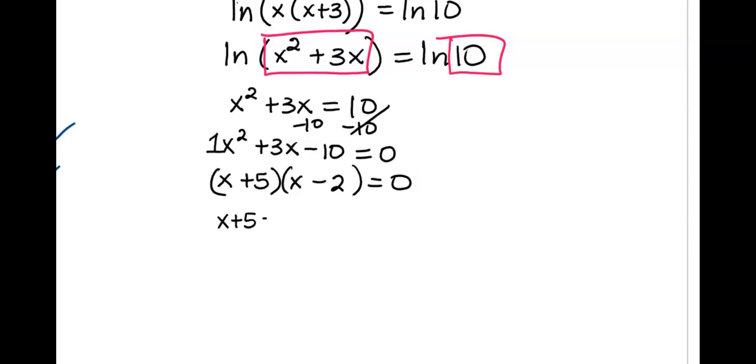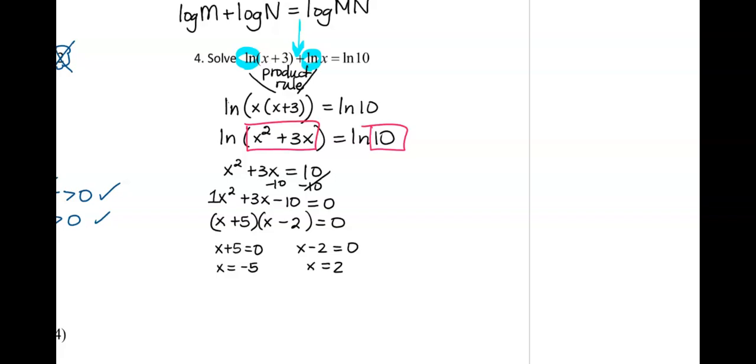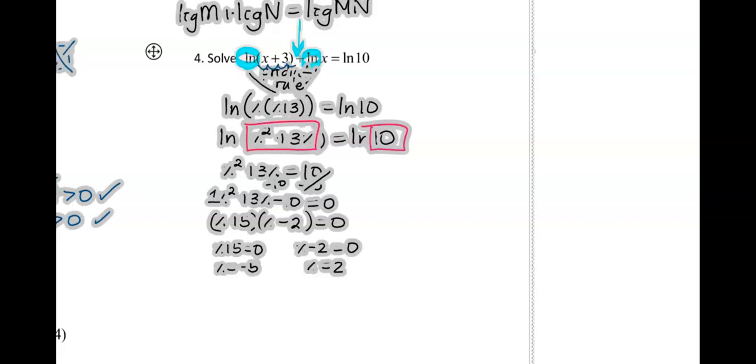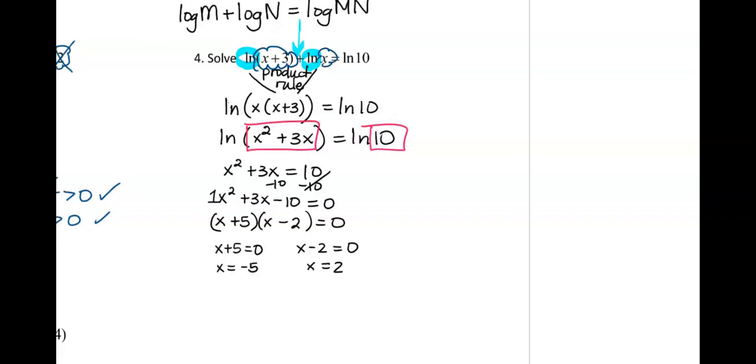Now we set both of our factors equal to 0 using the zero product property to get two potential solutions of negative 5 and positive 2. And again, I call them potential solutions because we have to go check that they do not violate the domain of the logarithmic functions that have x on their input.